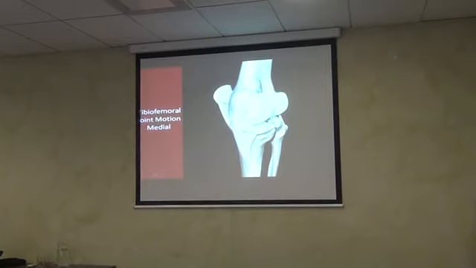This is the vertical ligament that becomes taut in extension.